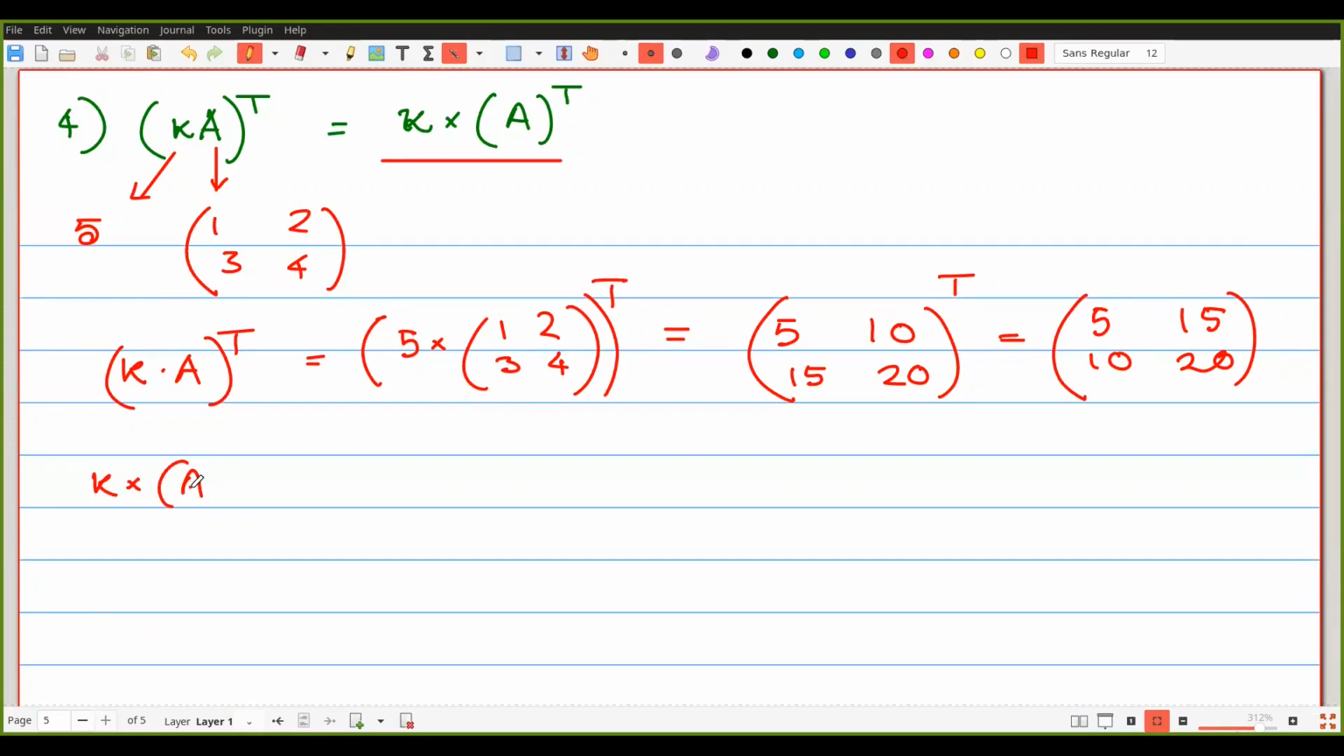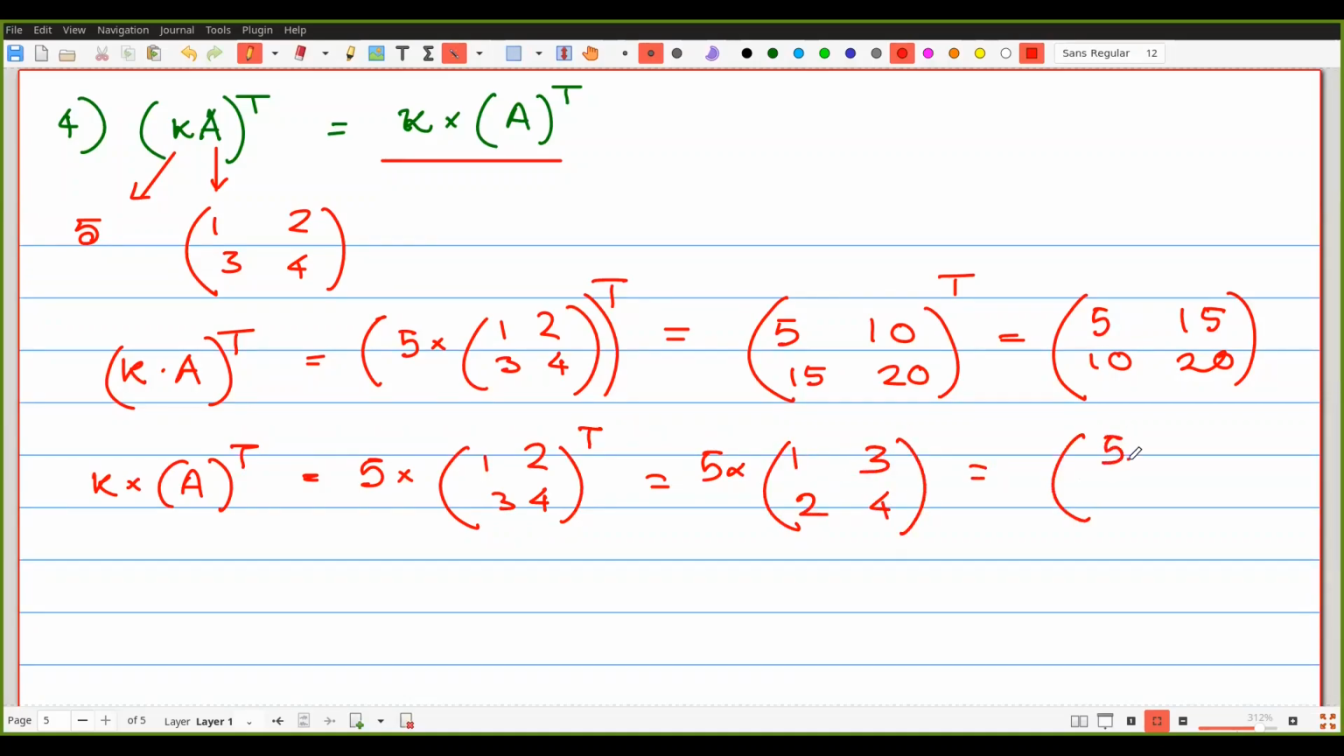K into A, its transpose at first. So 5 into 1, 2, 3, 4, its transpose. That means 5 into 1, 3, 2, 4. That means 5, 15, 10, and 20. So we may say that one is equal to that one. So up to that, the 4 properties of the transpose.